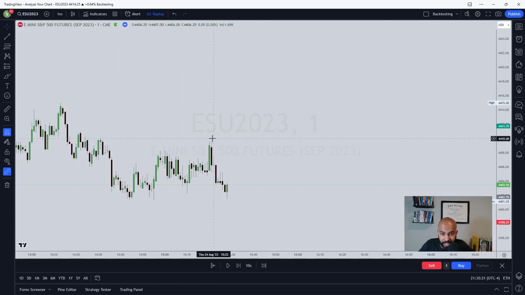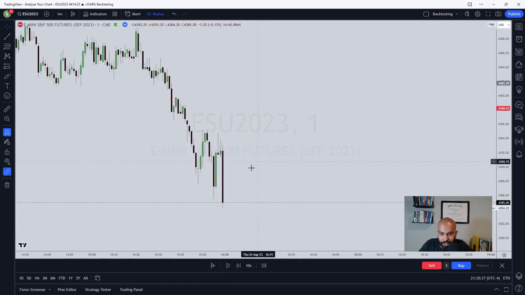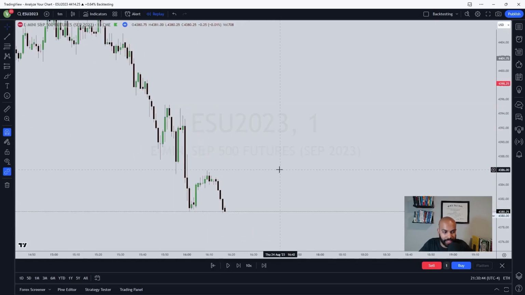This takes out buy side liquidity, has a displacement, comes into this fair value gap, but misses the order block by just a tiny bit, and then it goes lower. Jeez, it just keeps going lower. Good, and that's the end of that day.